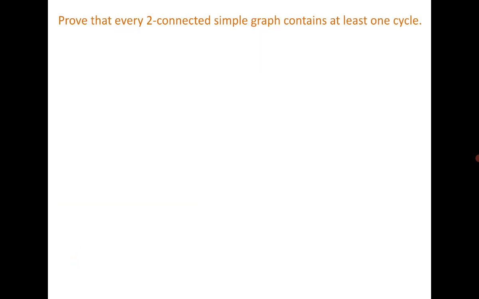The next one says: prove that every connected simple graph contains at least one cycle. A very simple question. The only thing is that when the question comes, you do not know which approach you have to use. One of the most common approaches, for example, we saw in the last question, was Menger's theorem. So if the graph is 2-connected, then between every pair of vertices there exist at least two vertex disjoint paths, and since these two paths are vertex disjoint, they form a cycle, which says that it contains at least one cycle.